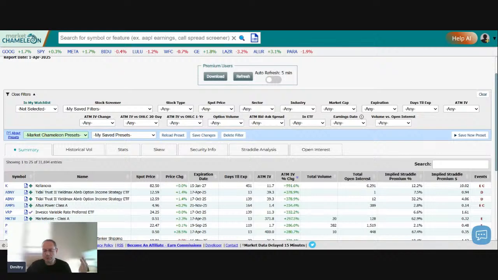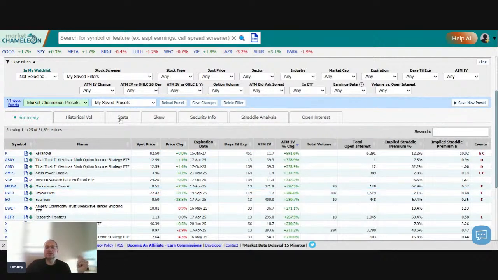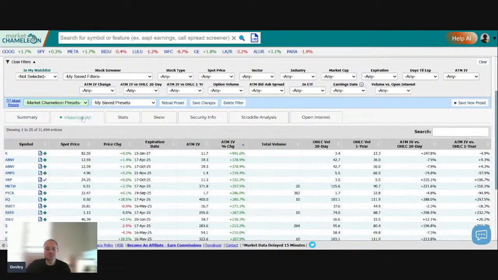And typically this is done by traders to screen for options that appear to be either priced below the historical realized volatility or above the historical realized volatility. Before we do a screen, let's cover what's on this page. We have up top these filters, and then below we have a data table with analytics. We also have these different tabs that show different analytics. We're going to go to the second tab, historical vol.